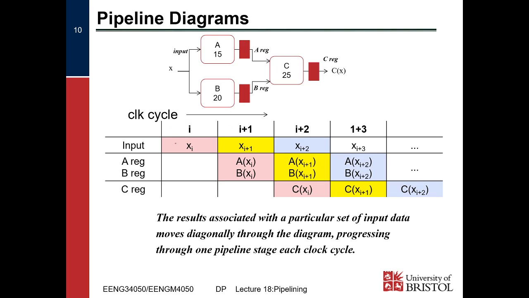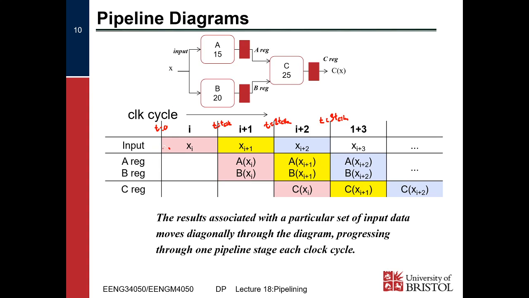We see that at the start of clock cycle I, this will be our t equals 0 point. This will be t equals tclk. This will be t equals 2 tclk. So each of these lines, t equals 3 tclk. Obviously, tclk means the clock period, right? At the start of clock cycle I, so at t equals 0, xi becomes available on x.